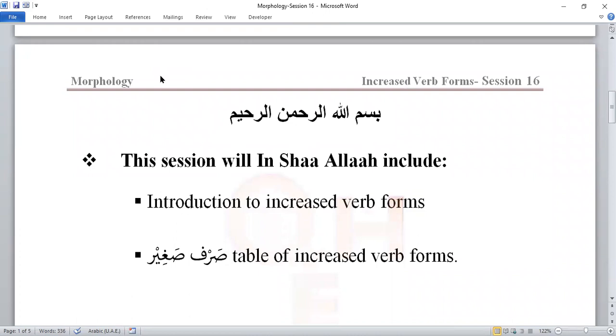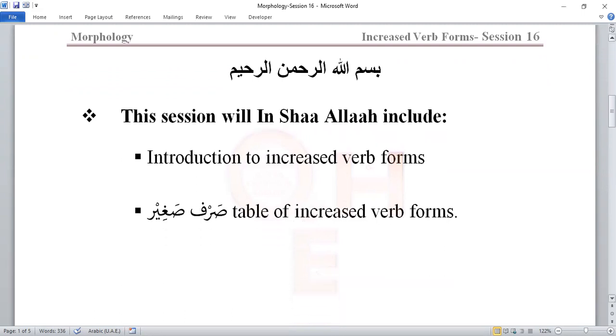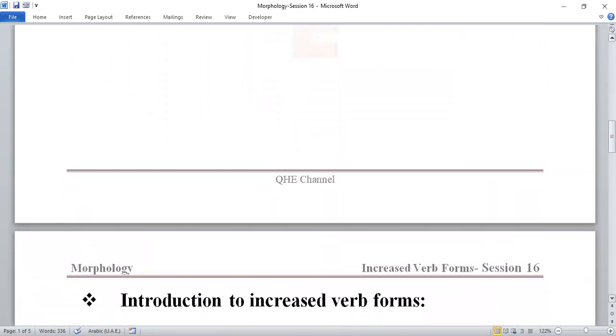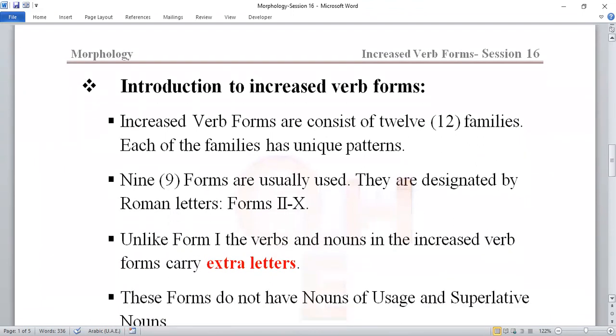Inshallah, in this session, we're going to go over a brief introduction of increased verb forms, and we're going to go over the soft subject tables to see the basic patterns of these verb forms. Now let's learn about some of the basic information about increased verb forms.